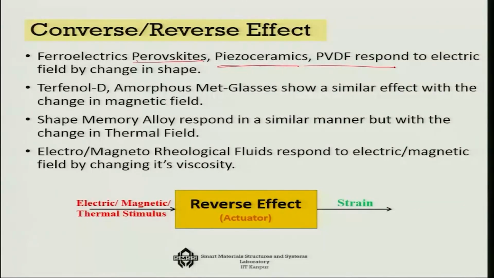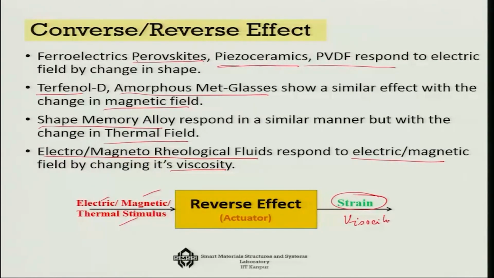Now the converse effect, on the other hand, is found in ferroelectric perovskites, piezoceramics, and PVDF. They all respond to an electric field by a change in shape. Similarly, Terfenol-D and amorphous magnetic glasses show a similar effect with a change in magnetic field, and shape memory alloys respond in a similar manner but with a change in thermal field. And electro- and magnetorheological fluids respond to electric or magnetic fields by changing their viscosity. So this is a whole group of materials which respond to electric, magnetic or thermal stimulus with either a change in strain or a change in viscosity, and that is the converse or reverse effect, which is used to build the actuators.